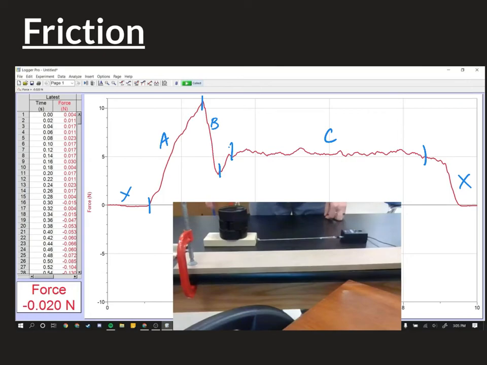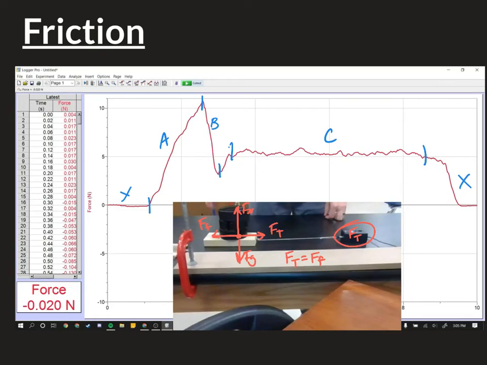So section A, if we go back and watch, just rewind the video a little bit, section A occurred when I was pulling on the string, but the mass was not moving. So if I draw my free body diagram again, normal force, gravity, tension, friction. If this is not moving, I know that the tension should equal the friction. And what this force sensor is telling me is the tension force, since it's directly attached to the string.